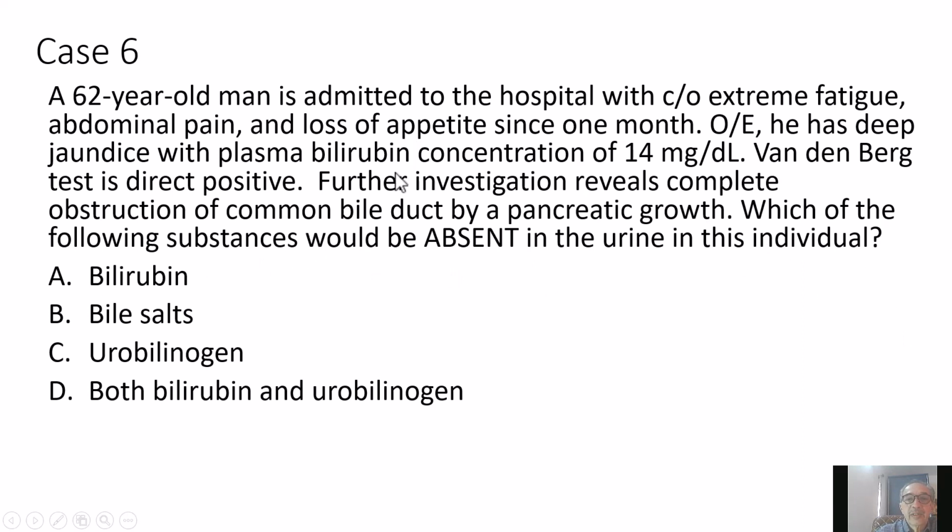Obviously, with the complete obstruction, bilirubin doesn't enter the gut, so it doesn't form the urobilinogen. But bilirubin will appear in the urine because of regurgitation, and bile salts will regurgitate and appear in the urine, all water soluble. Urobilinogen is also water soluble, but is not formed at all.